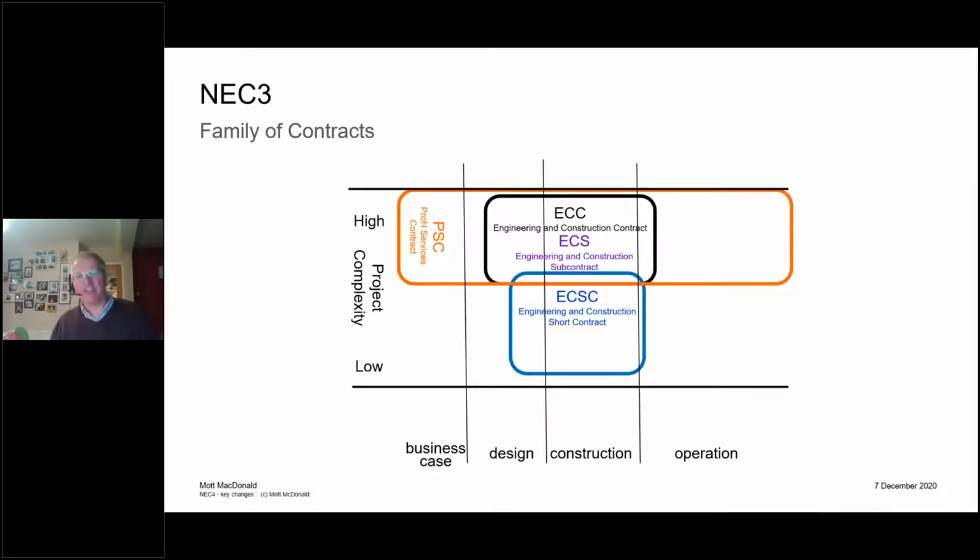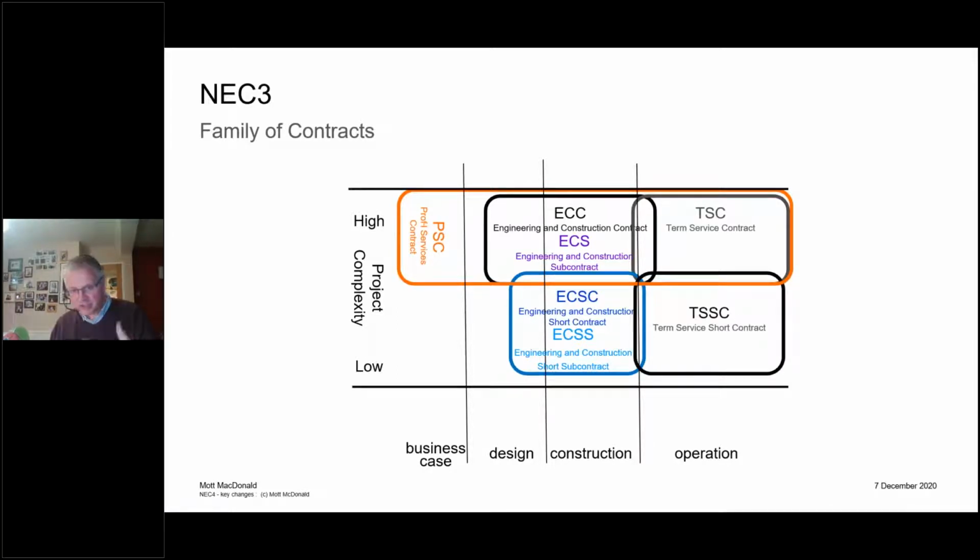But simplistically, the short contract is designed for low risk, not much contractor design, and priced contracts, either lump sum or bill of quantities. So you haven't got the huge level of flexibility that we have, and we'll see in a minute with the ECC. There's also the engineering and construction short subcontract, which is a replica of this contract. So lots of flexibility. There's also a contract for physical services called the term service contract. And there's a short version. You can see a pattern emerging here. NEC also has a framework contract, which is basically a process to allow a client and a supplier to enter into separate contracts.